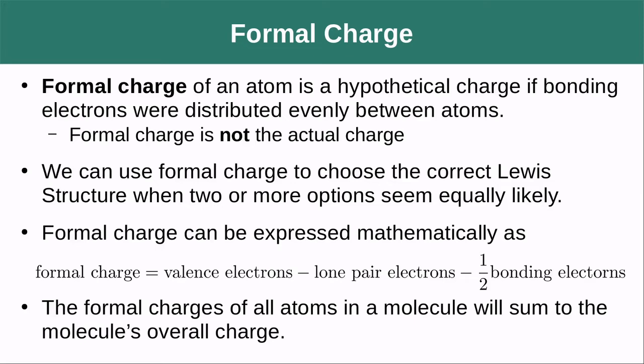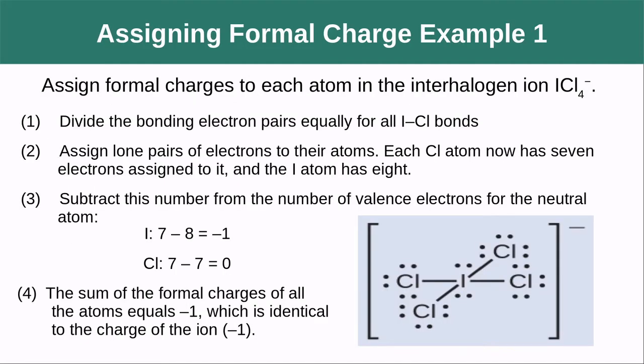And if we're going to express formal charge mathematically, the formal charge is going to equal the valence electrons minus all of the lone pair electrons minus 1/2 of the bonding electrons. The formal charges of all atoms in a molecule will sum to the molecule's overall charge. So let's look at an example with iodine tetrachloride here as an anion with a -1 charge.